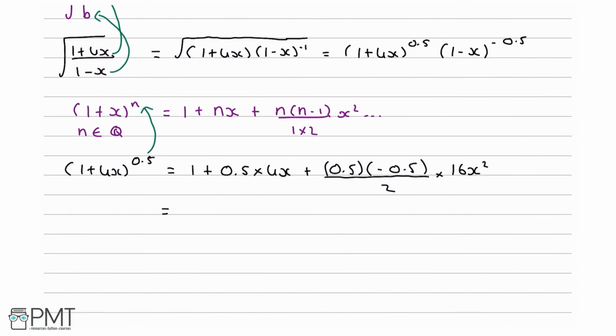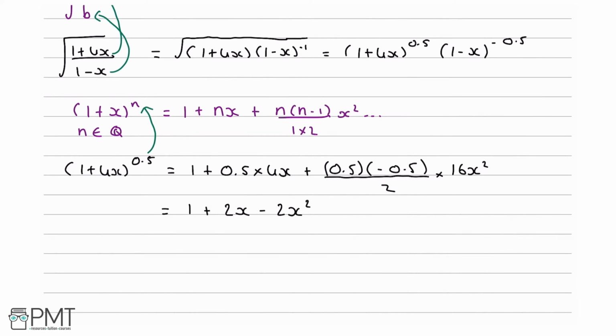Okay, I'm just going to simplify it out a bit. So we're going to have 1, so 0.5 times 4x is 2x, so 1 plus 2x plus 0.5 times minus 0.5 is minus 0.25. Minus 0.25 over 2 is minus 0.125, and then minus 0.125 times 16 is the same as 16 divided by minus 8, which is minus 2. So it's actually going to be minus 2x squared.